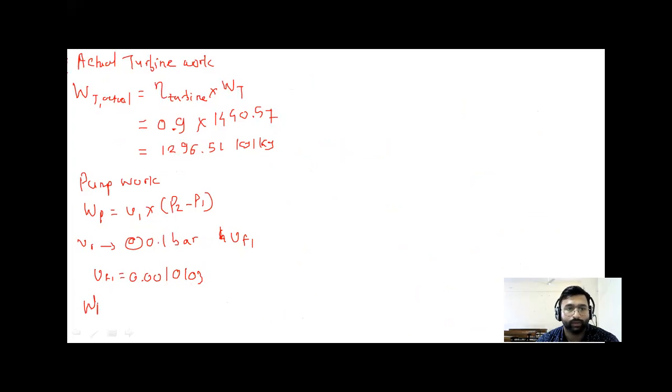So pump work is simple now. 0.0010103. P2 is how much? 80 bar minus 0.1 bar. Convert bar into Pascal, so 10 to power 5. Now calculate pump work.